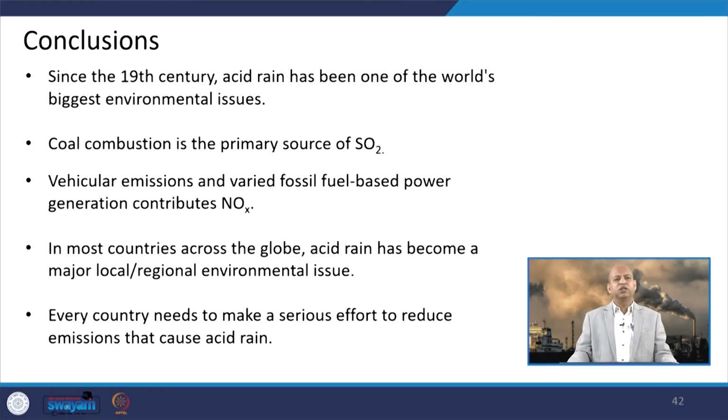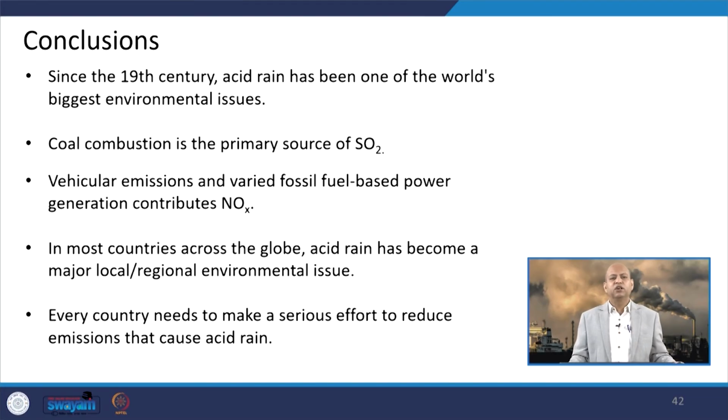Well, so in conclusion we can say that because of fossil fuel burning and the increase in emissions of SOx and NOx, this acid rain phenomenon has occurred since the 19th century and it is increasing day by day, and coal combustion is the primary source of sulfur dioxide. So, we need to reduce coal combustion and shift our energy needs to other renewable sources. Vehicular emissions and fossil fuel based power generation contribute NOx emissions. So, if we go for energy sources like electric vehicles etc., in terms of reduction of vehicle emissions, that is also a good strategy.